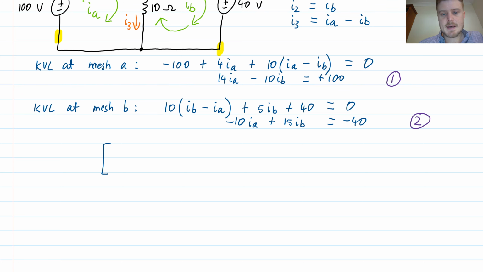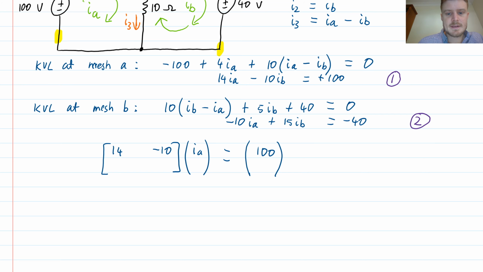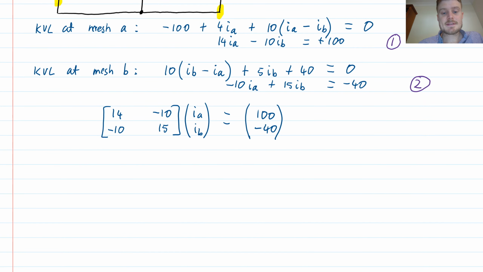Expressed as a matrix, reading off my coefficients, from my first equation I have 14, minus 10, times IA is equal to 100. From my second equation I have minus 10, 15, times IB is equal to negative 40. So now I can solve this system of equations.